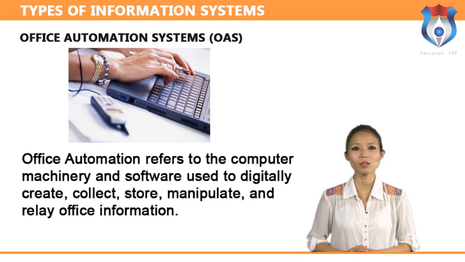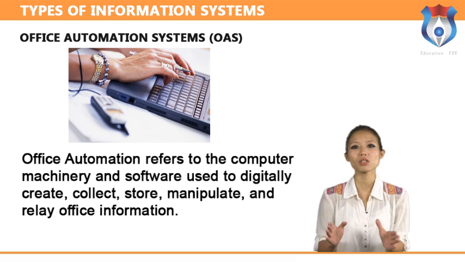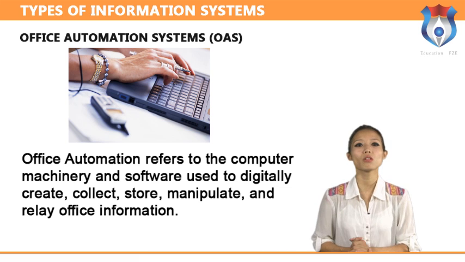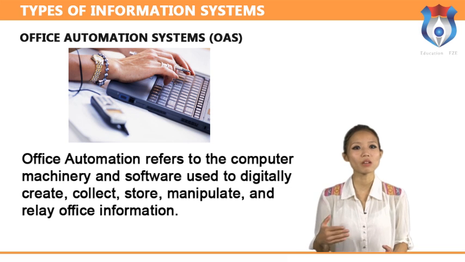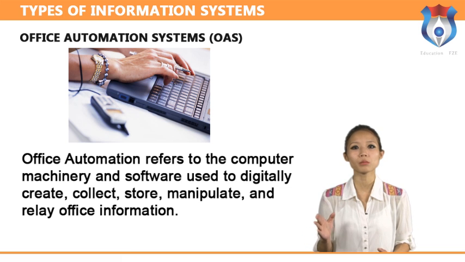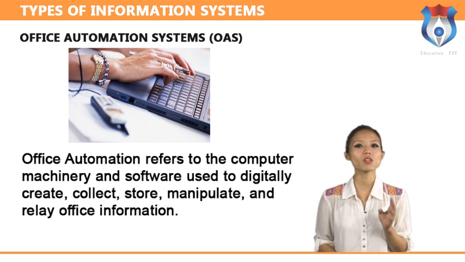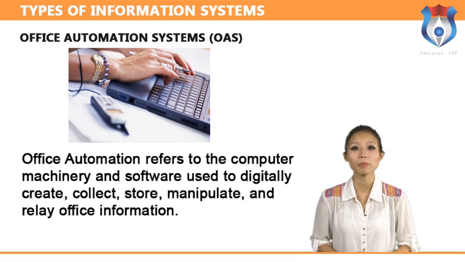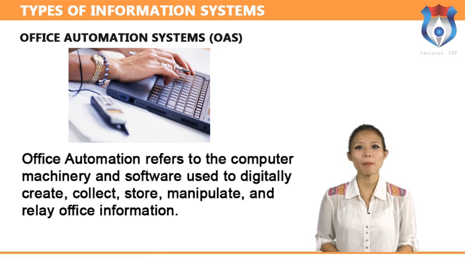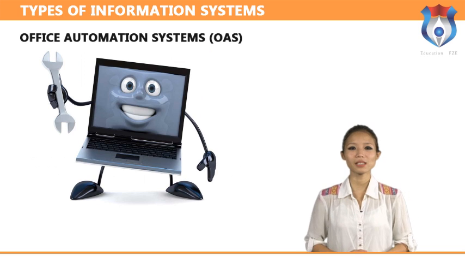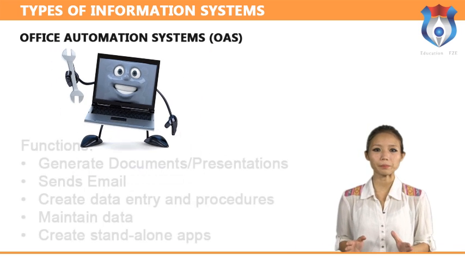Office Automation System (OAS). Office Automation System refers to the varied computer machinery and software used to digitally create, collect, store, manipulate and relay office information needed for accomplishing basic tasks and goals. Three basic activities of OAS: raw data storage, electronic transfer, and the management of electronic business information. The backbone of office automation is LAN.